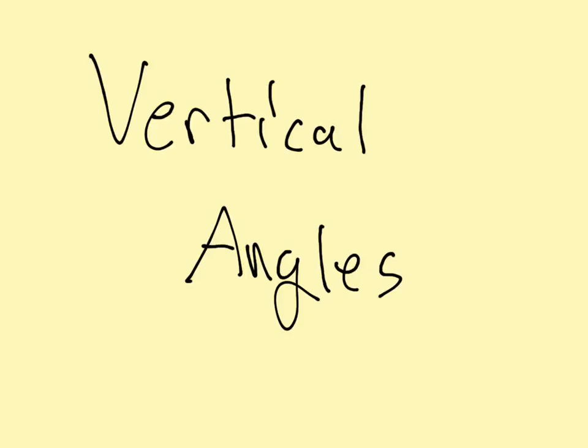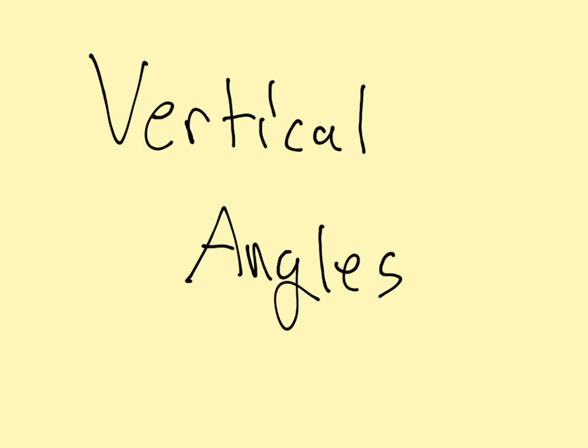Let's talk about vertical angles. These vertical angles are created when two lines intersect. The pair of opposite angles are vertical angles. So every time two lines intersect, we have two different pairs of vertical angles.